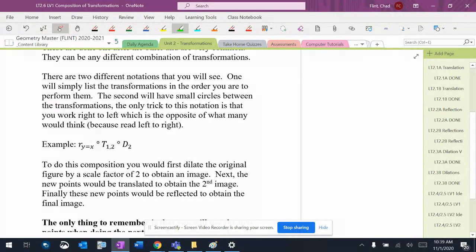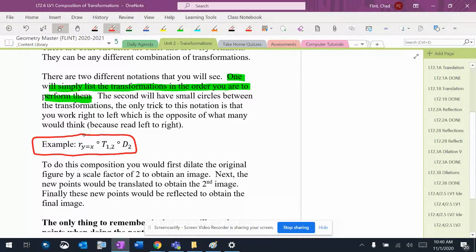The most common one is just going to tell you to do a translation and then do a rotation and then do a reflection, or whatever the situation is, one after the other. We're not really worried about that one. The one that will pop up every once in a while is this weird one here that has these little circles in there. The only thing you have to do is make sure that you start on the right and then work your way to the left like that. That's the only difference with anything that we're going to have to do to these compositions.